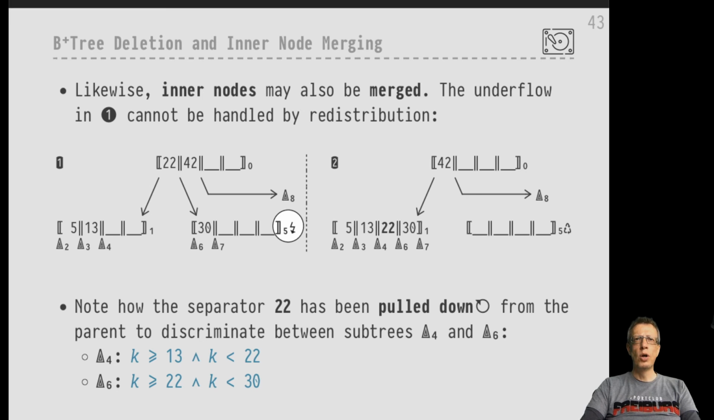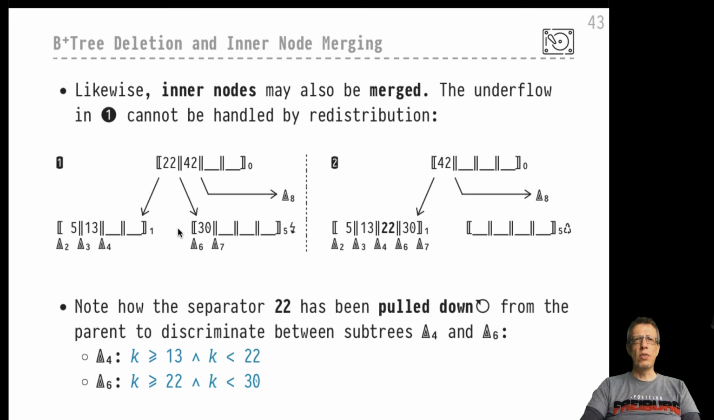So let's look for help, and let's look for sibling inner nodes that could spare some entries. There is only one sibling, it's this page 1. There is nothing to spare there. Already minimum occupancy in this inner node 1.